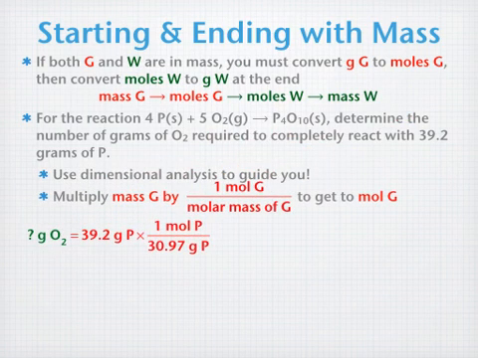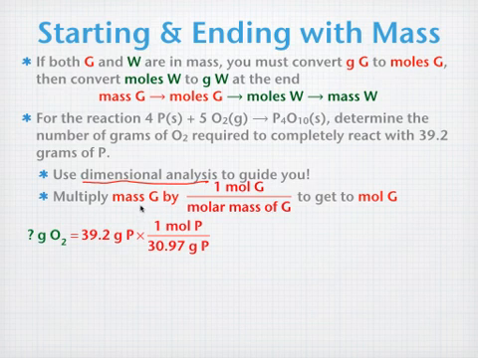Here's a new reaction for us. We're going to take 4 phosphorus, it's a solid, and 5 oxygen gas molecules, and we're going to react to form P4O10 as a solid. And we want to know how many grams of oxygen are required to completely react with exactly 39.2 grams of phosphorus. As before, we've got that dimensional analysis that's going to guide us through this.